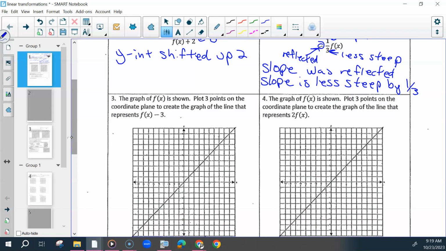All right. So in number 3, this is your original graph, where your slope is 1, your y-intercept is 0. So that original graph is already there. What would this do? What transformation would that do? Shifts up or down? Down by 3. So we can say that.